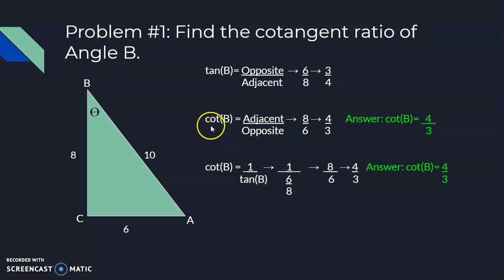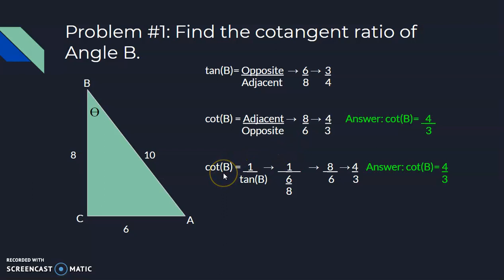I know that there are two different functions for cotangent. So I did the first one, adjacent over opposite. So I know my adjacent is 8 and my opposite is 6, which got me to a ratio of 8 over 6. And I simplified it to 4 over 3. So my cotangent ratio of angle B is 4 over 3.